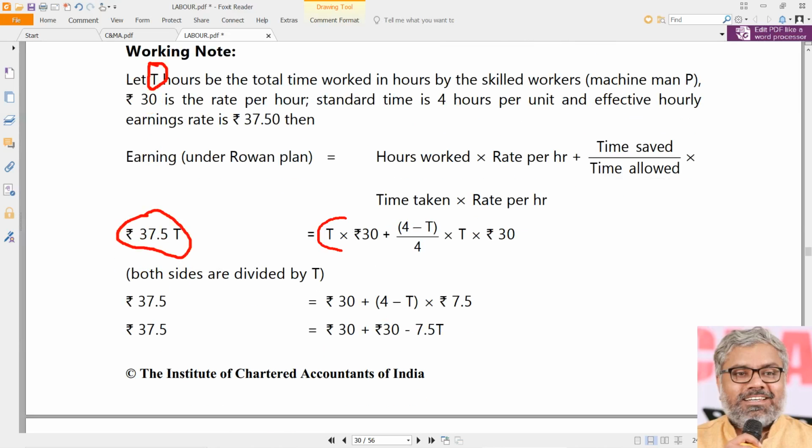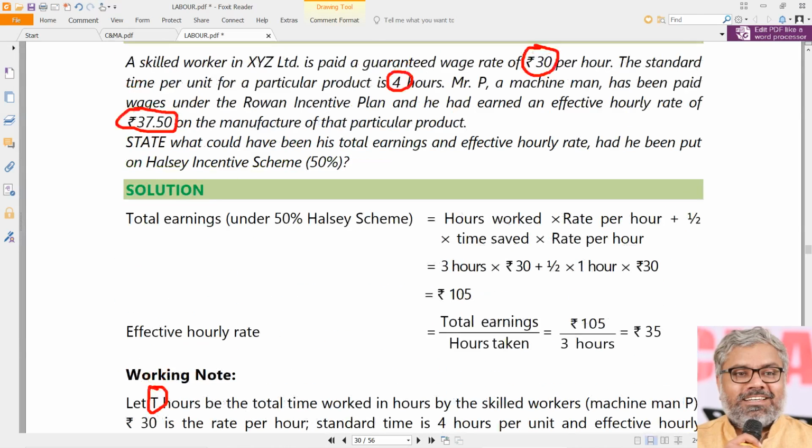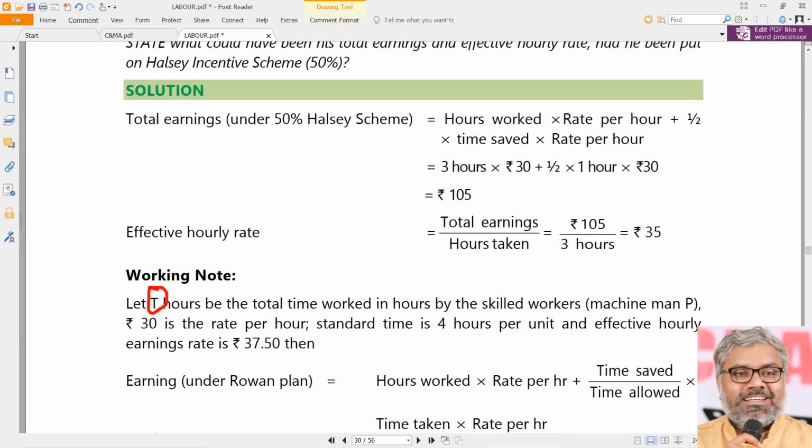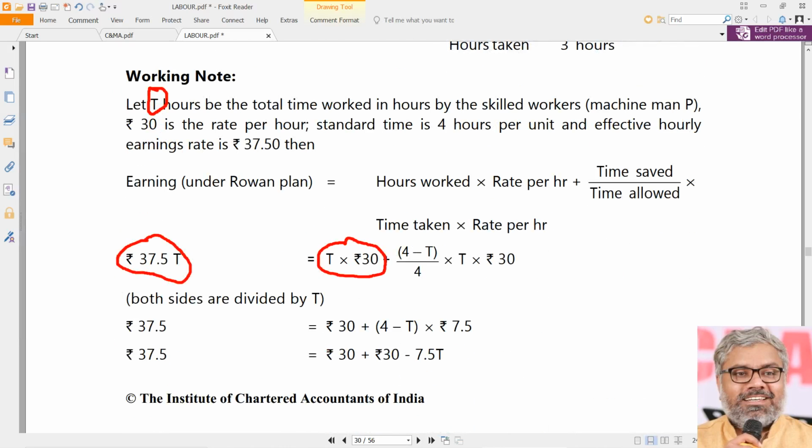So this portion is basic wages or time wages we can call. That is one part. Plus another part: time allowed we know, time allowed is 4. So (4 minus T) divided by time allowed, multiplied with T multiplied with 30 rupees. This is the bonus part. Why all this? Because he is applied under Rowan plan. In the Rowan plan, that's what it is.